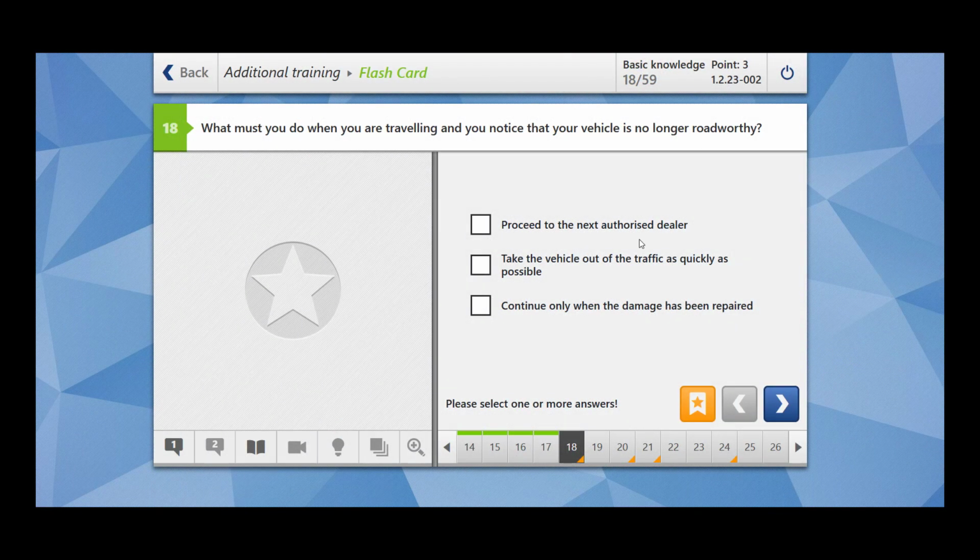Proceed to the next authorized dealer? No. Take the vehicle out of the traffic as quickly as possible. You have to take the shortest route and take your vehicle out of the traffic. Continue only when the damage has been repaired. So this is clear. Once you are sure that your damage has been repaired, only then you can continue driving.